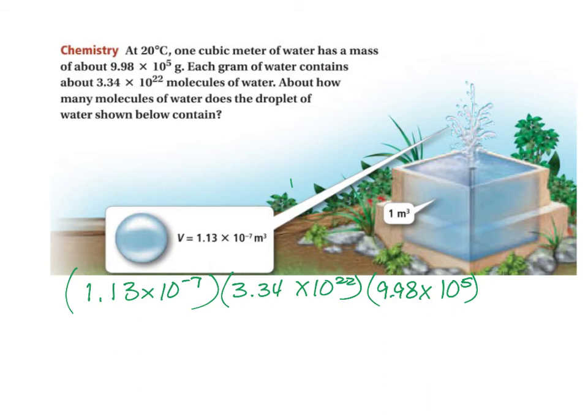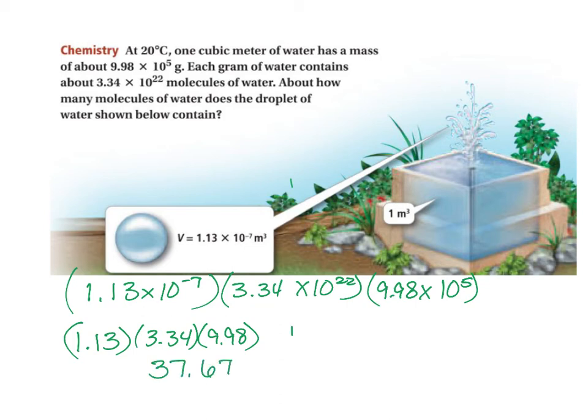So first of all, again, going back to the fact that order doesn't matter, this would be 1.13 times 3.34 times 9.98. So when I go to multiply those guys, 1.13 times 3.34 times 9.98, that gives us 37.67, we'll round. But I still have that 10 to the -7th times 10 to the 22nd times 10 to the 5th.